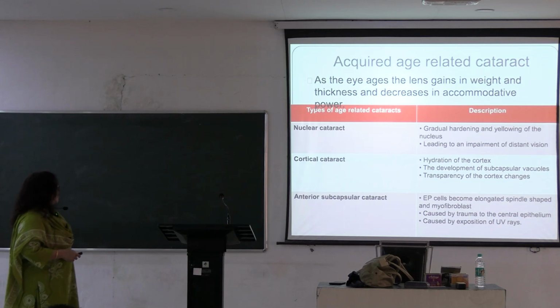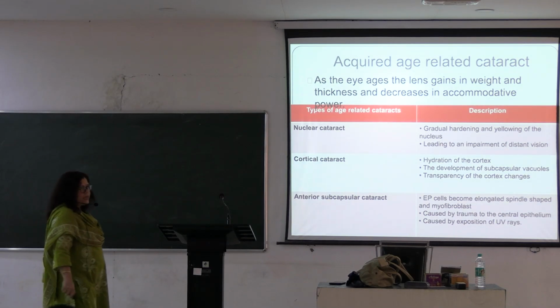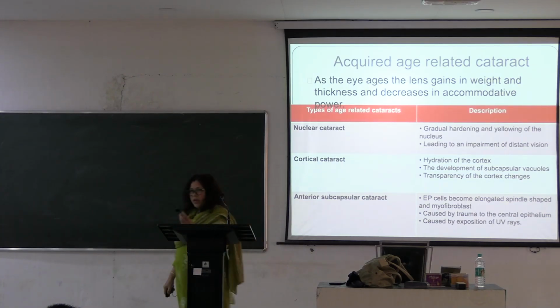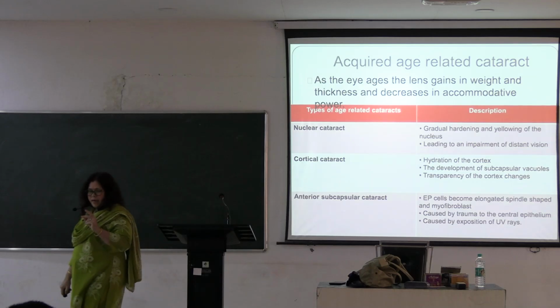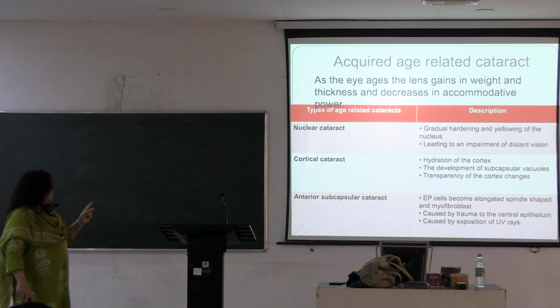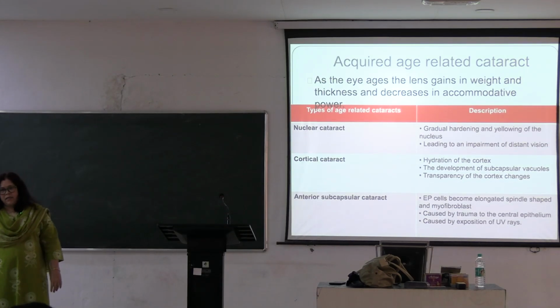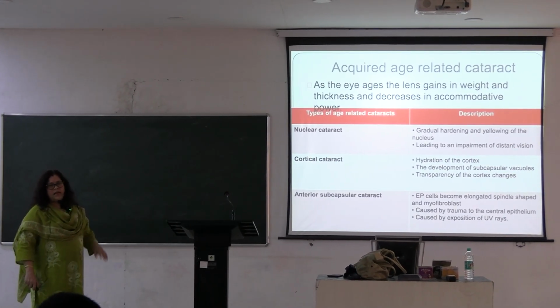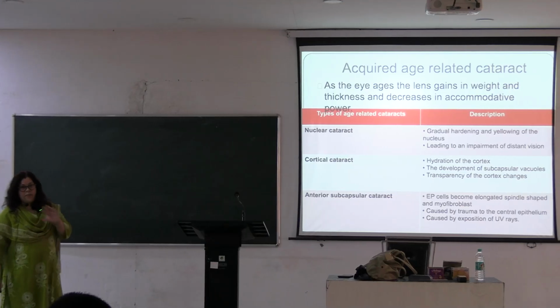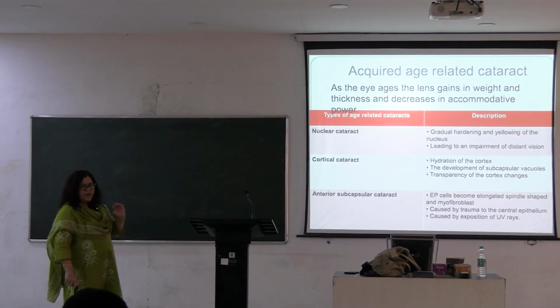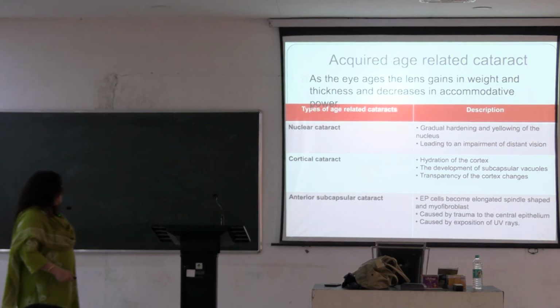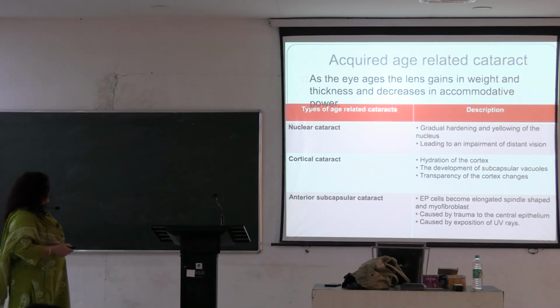Then acquired age related cataract. Acquired age related cataract is also divided into many groups, that is nuclear cataract, cortical cataract and anterior capsular cataract, and anterior and posterior capsular cataract, and anterior and posterior subcapsular cataract that affect the capsule as well as the peripheral part of the cortex. So nuclear cataract.